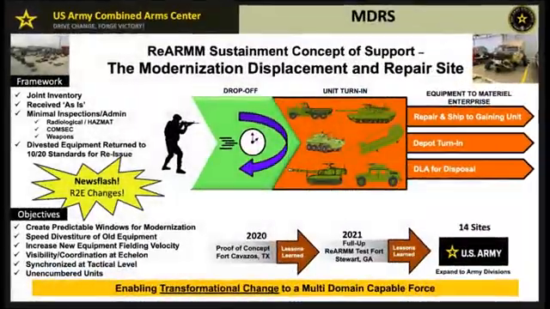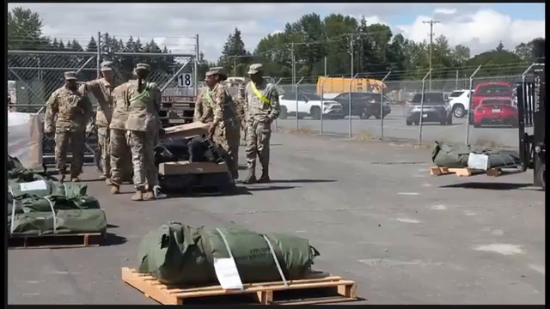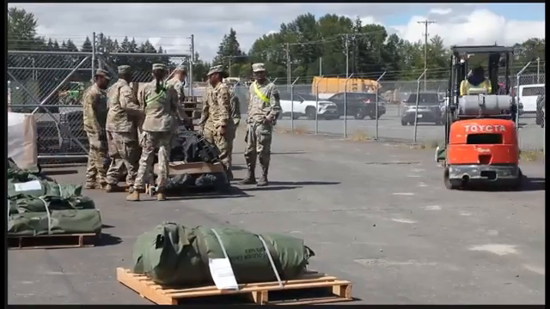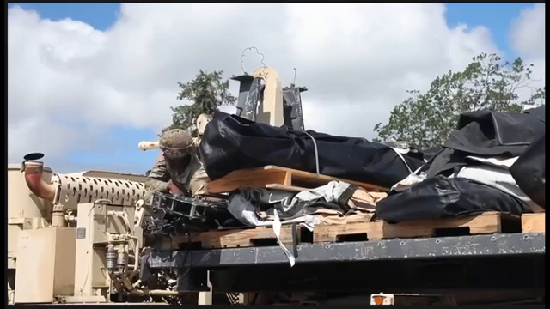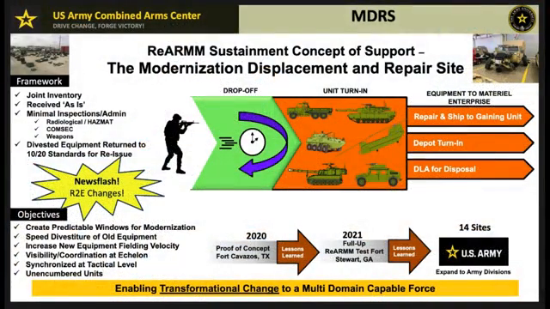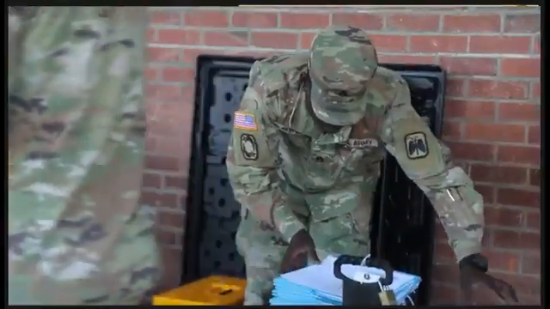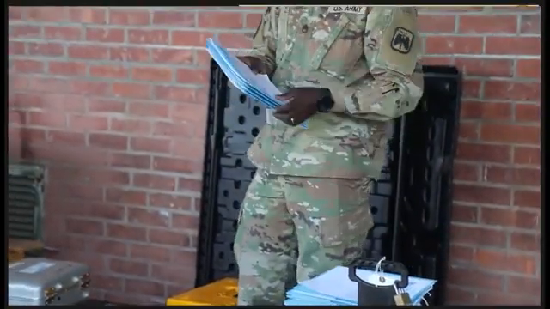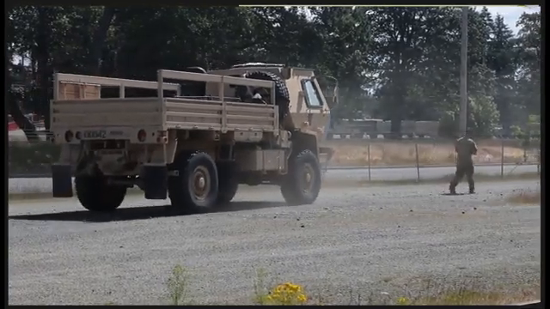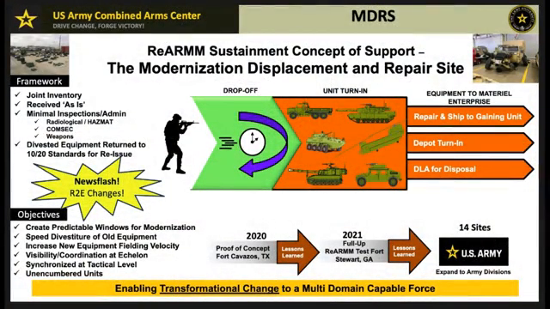The Modernization, Displacement, and Repair Sites, MDRS, streamline equipment turnover and help support Army modernization efforts. As part of the ReARMM sustainment concept, MDRS sites provide a one-stop shop for divesting old, excess, or damaged materiel, allowing units to focus on modernization. With 14 sites established across the U.S., MDRS improves efficiency, saves soldier time, and aligns with ReARMM's goal to transform into a multi-domain capable force. The MDRS process ensures old equipment is repaired, turned in, or disposed of through the Defense Logistics Agency or depots, enhancing readiness and modernization.